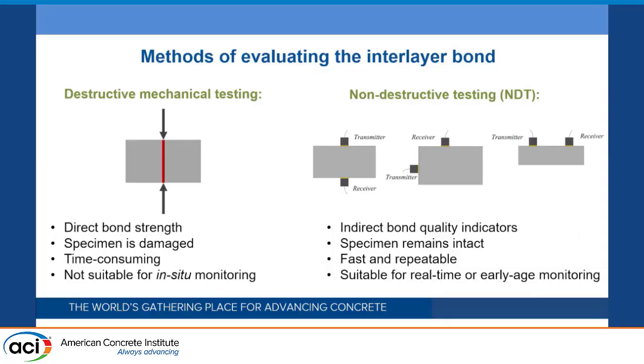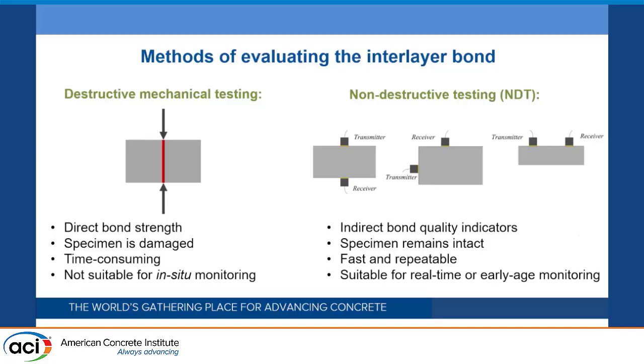There are generally two methods: destructive mechanical testing, of which I have an example that we use in this research, a splitting tension test, and non-destructive testing, or NDT, methods. Another example of ultrasonic testing is shown here. Destructive testing can give direct values for the bond strength, but it also has some limitations. After each test, the specimen is damaged. The test is time consuming.